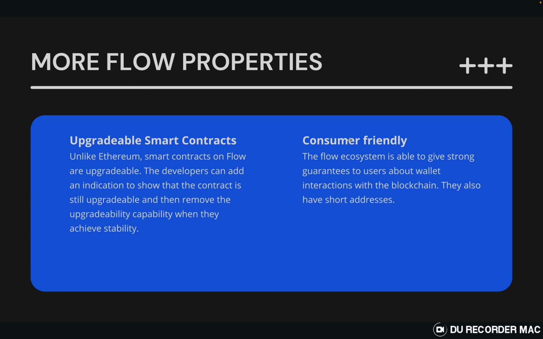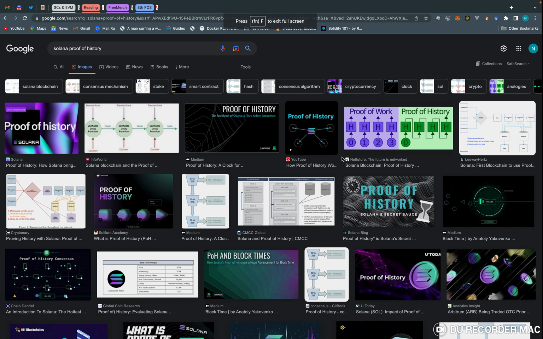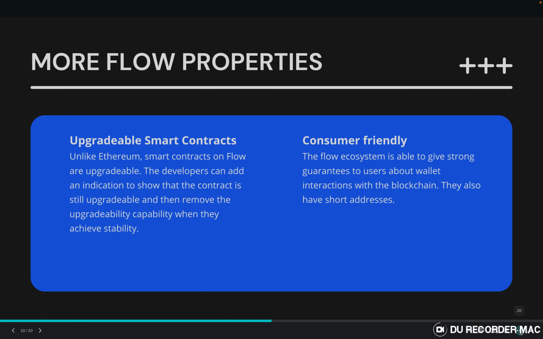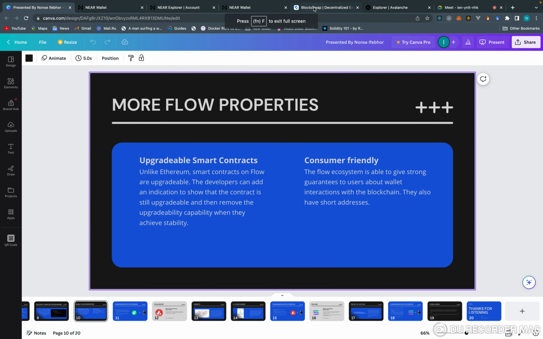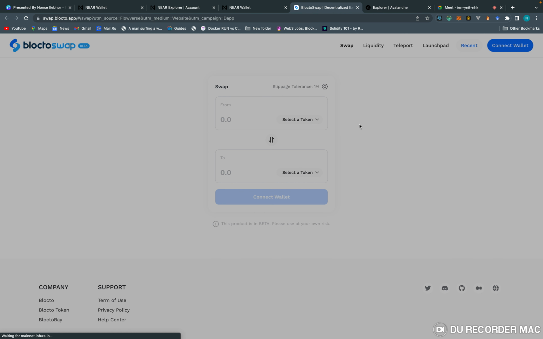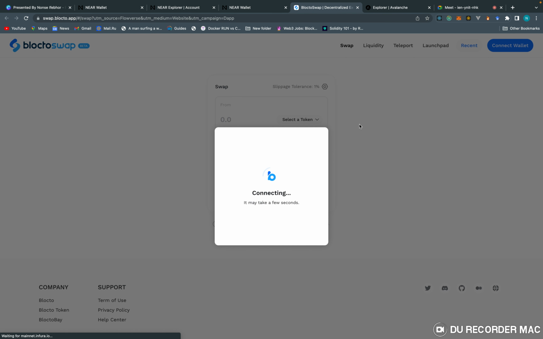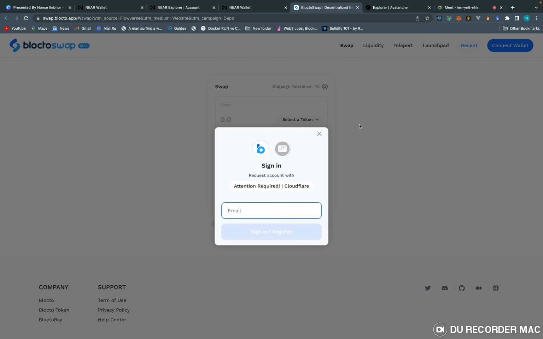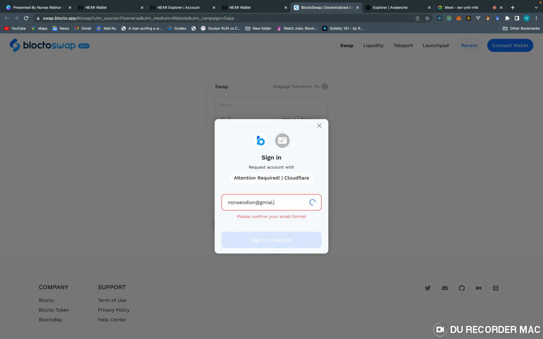I actually set up a Flow wallet today, and it was very easy. I didn't even need to store a seed phrase. Where is that wallet? Okay, I think I can get the wallet here. Okay, Blocto Swap. So this Blocto Swap actually helped me get a wallet. What happened was that I just had to enter my email, and they automatically gave me a wallet. Although I don't know how secure it is, it was quite easy for me to get started.